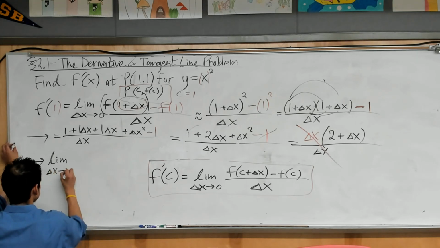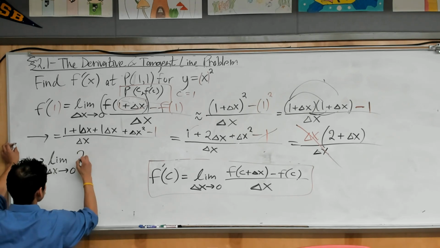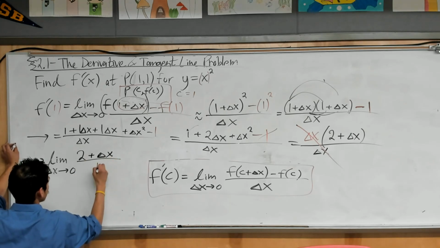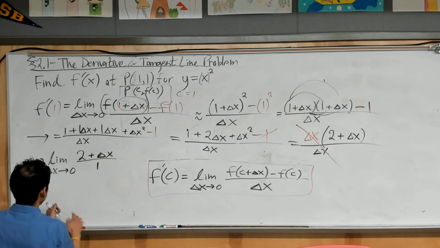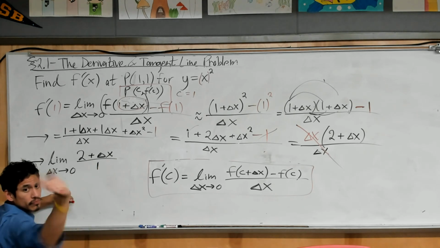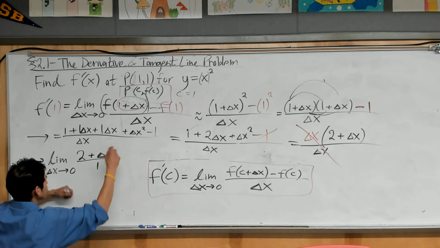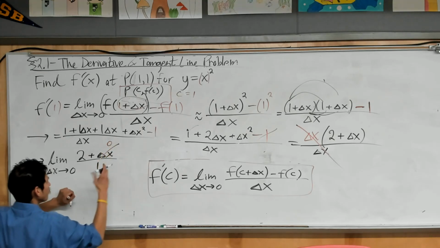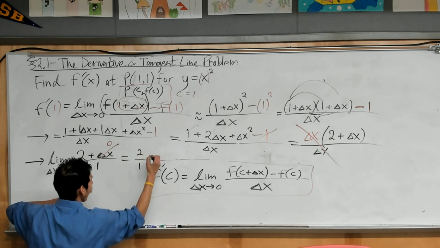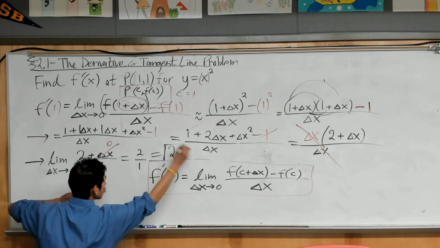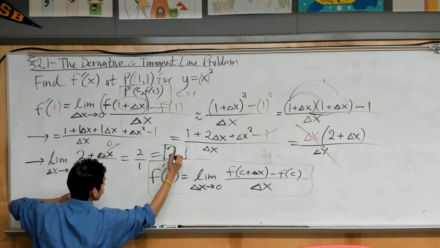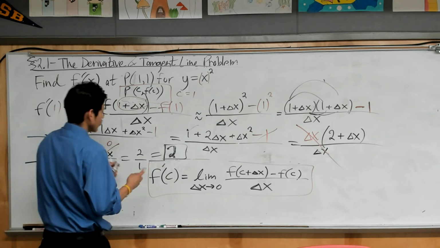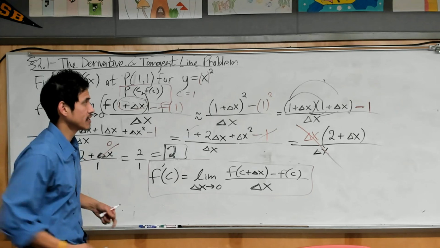The limit as delta x goes to 0 of 2 plus delta x all over 1. It's like a fraction. So delta x goes to 0. So what do we get? Just 2 over 1, which is just 2. So the answer is 2. Heck yeah, 2 is a great number. So slope is 2 at that point. Slope of the tangent line is 2 at that point.